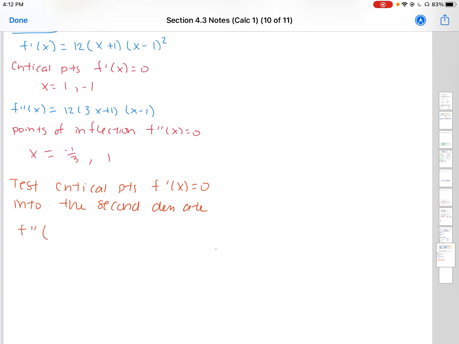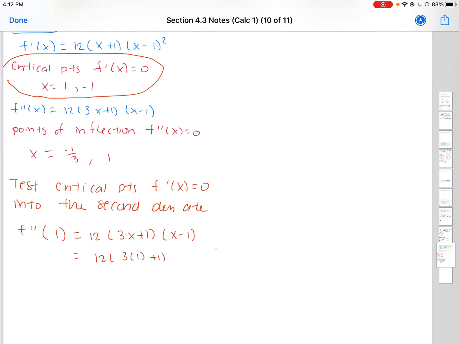All right, so f double prime of 1, we're testing these points. We plug in 1 into our second derivative, we have 12 times 3x plus 1 times x minus 1. We have 12 times 3 times 1 plus 1 and 1 minus 1. And that gives us 0. So we're left with 0.